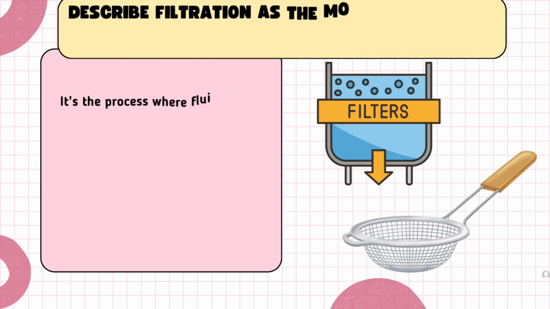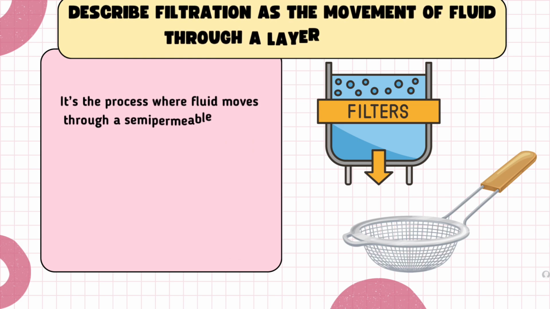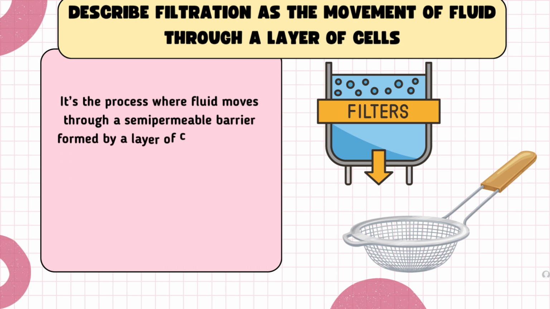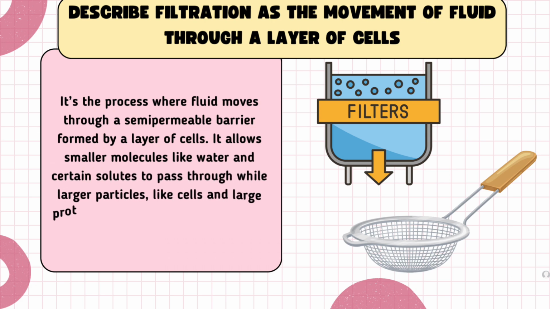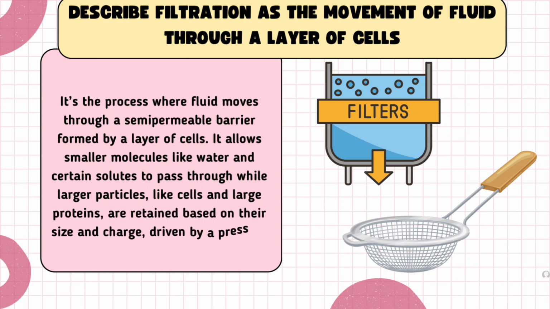Next, we will describe filtration as the movement of fluid through a layer of cells. This is going to be the process where fluid moves through a semi-permeable barrier formed by a layer of cells. It allows smaller molecules like water and certain solutes to pass through, while larger particles like cells and large proteins are retained based on their size and charge, driven by a pressure difference across the cell layer.